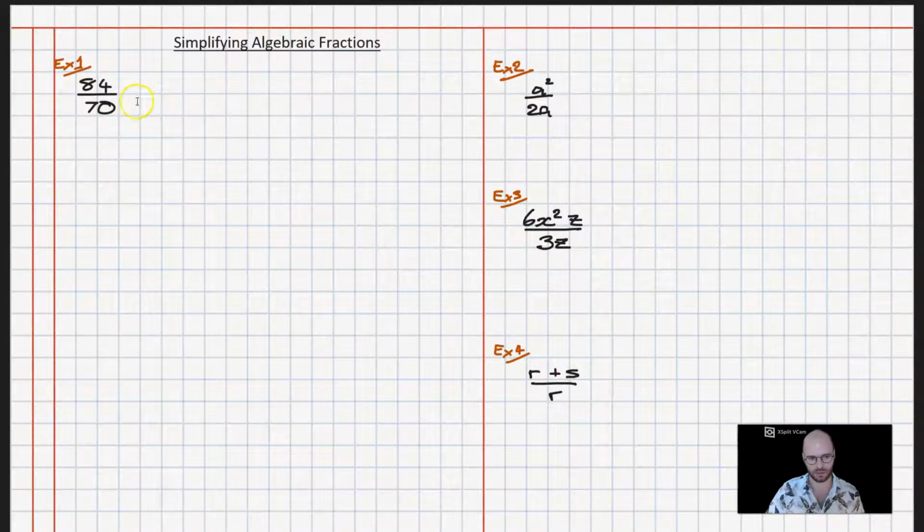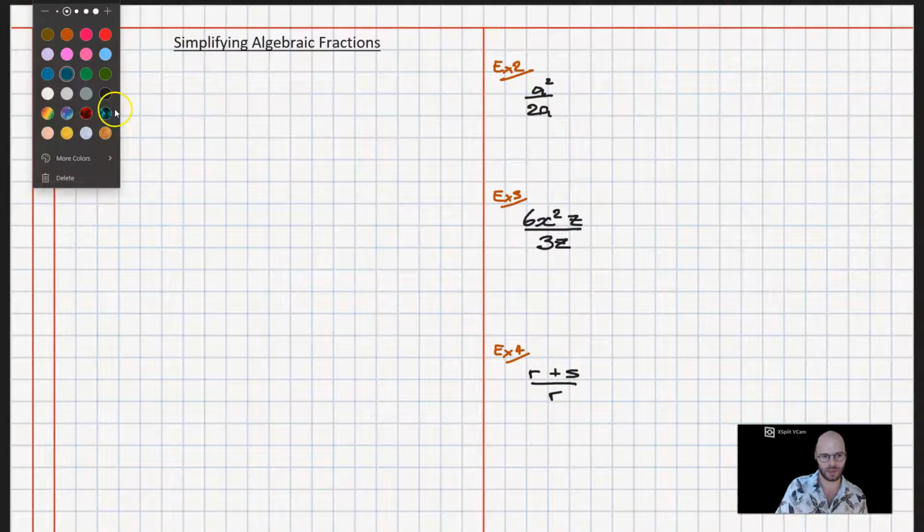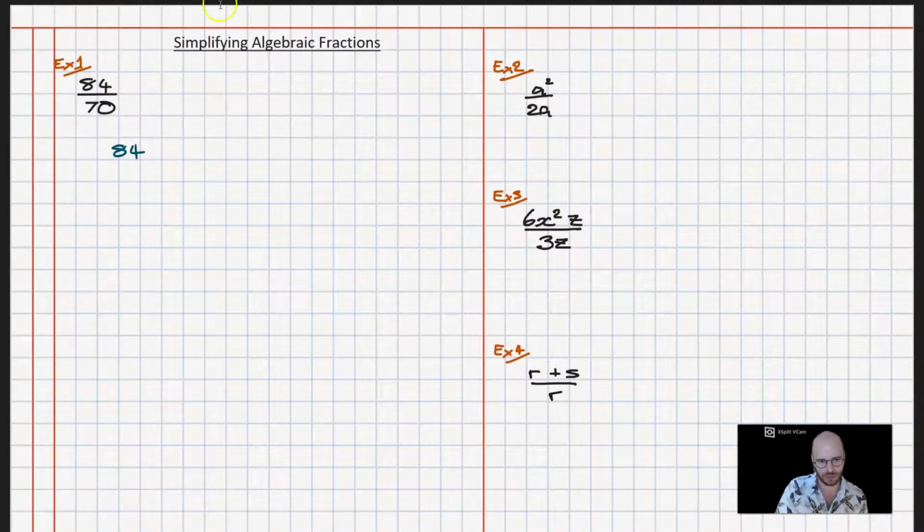The way in which we're going to do this is we're going to have a look at what are the factors, the prime factors, I should say, of the numerator, and also the denominator. So starting off, we have 84. What are the factors of 84? Now if we go down, the first factor of 84 is, well, we know 84 is an even number, so it's 2. And what multiplies with 2 to give 84? Well, that's 42. So 2 times 42 is equal to 84.